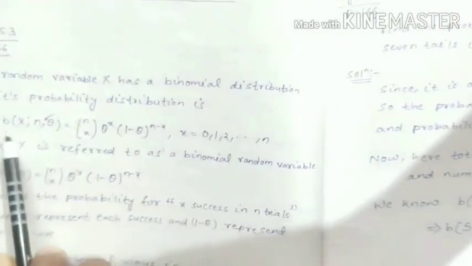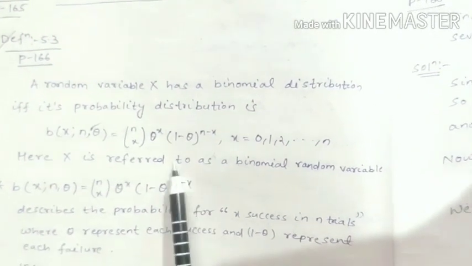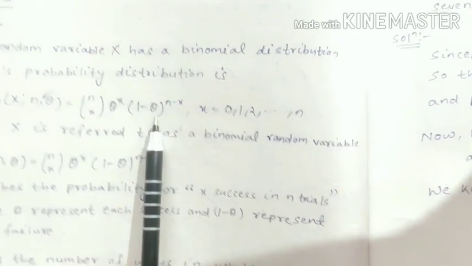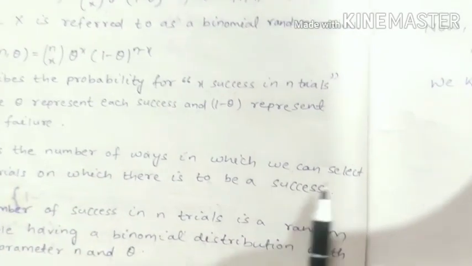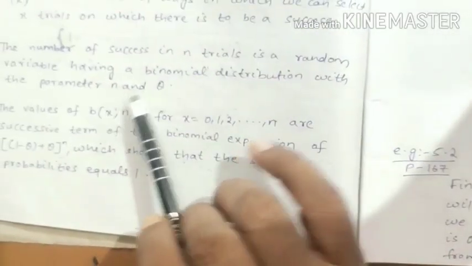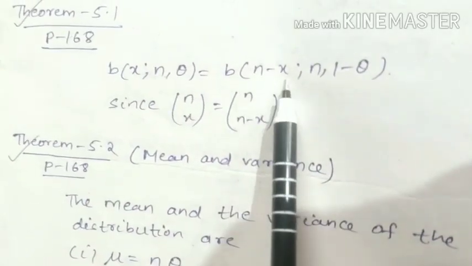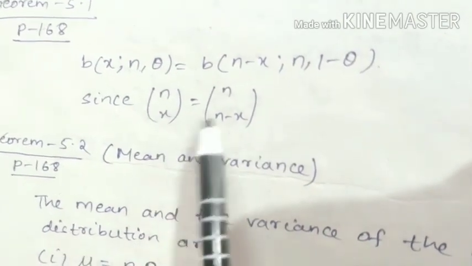b of x, n, theta is equal to nCx theta to the power x into 1 minus theta whole to the power n minus x, the important formula for the binomial distribution. In the binomial distribution, nCx is the number of ways in which we can select x trials which are to be successes, and n and theta are the parameters. In this connection, one theorem: b of x, n, theta is equal to b of n minus x, n, 1 minus theta. You know from plus 2 level that nCx is equal to nC n minus x.